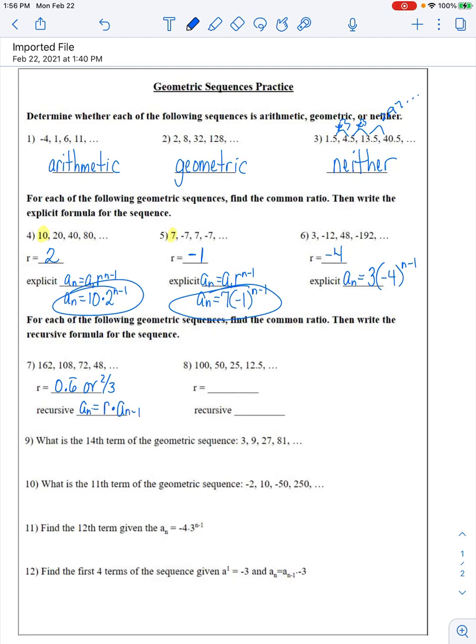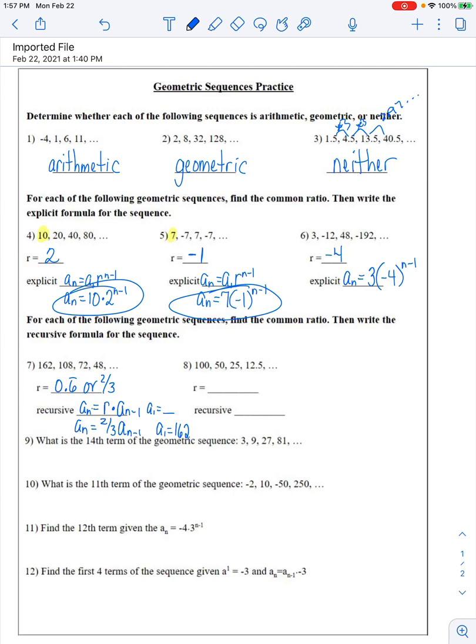And you always identify the first term. So a sub 1 equals your first term. So a sub n equals, my common ratio is 2/3 times a sub n minus 1, and my first term is 162.